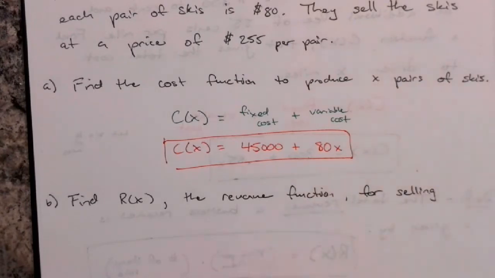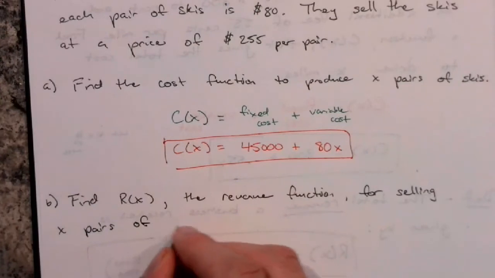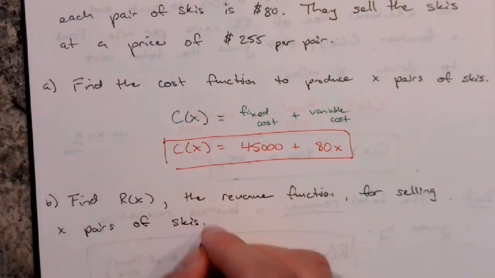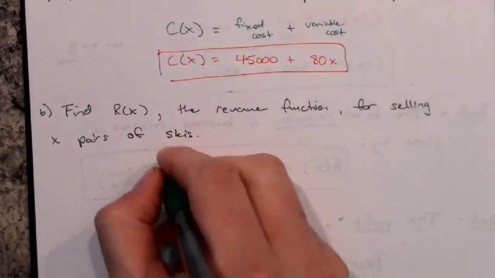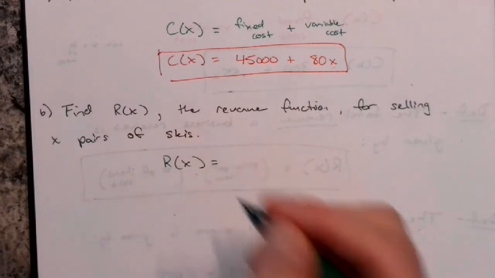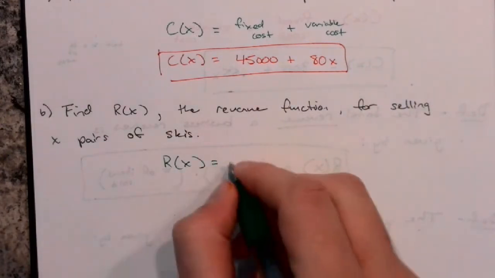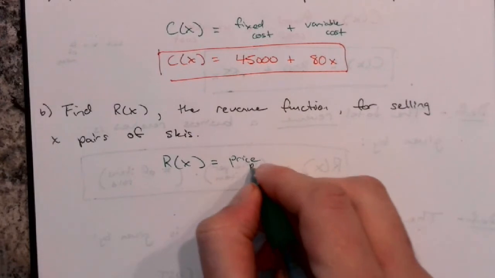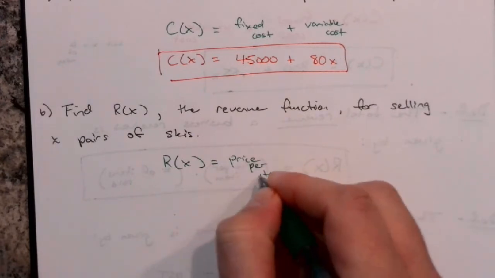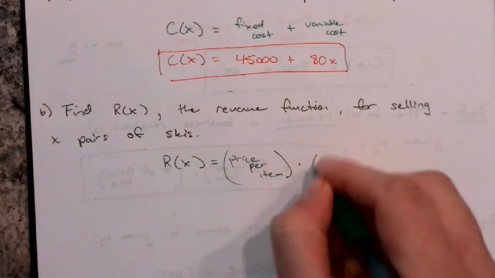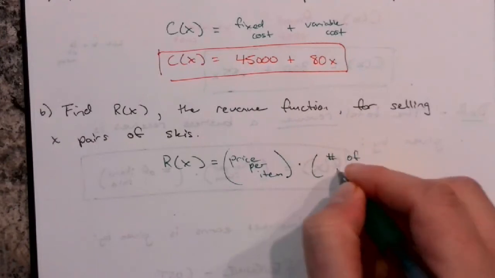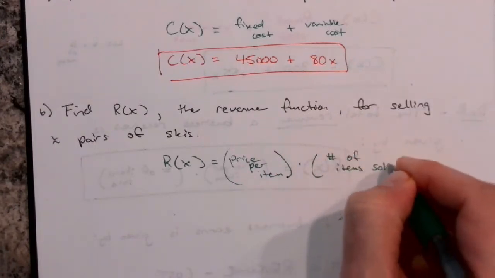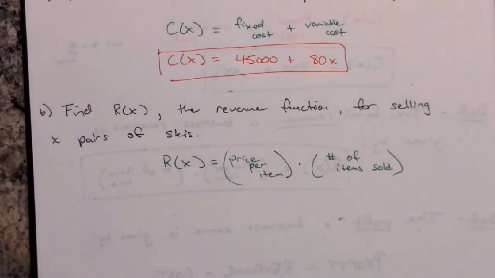For selling X pairs of skis. Now remember what we said to find revenue. Revenue was equal to the price per item times the number of items sold, right? We just talked about that in our definition.